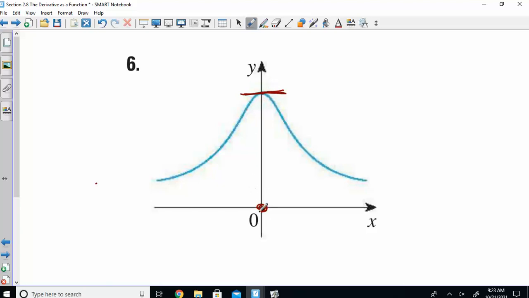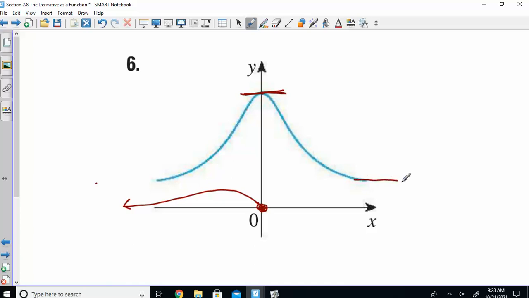This part of my graph is increasing, so what does that tell me about my derivative? It's positive. So we have to have a positive derivative, but then it kind of starts to taper off and it's just getting closer to 0. So something kind of like this. It's still positive, but it's flattening out. It's like that horizontal tangent.